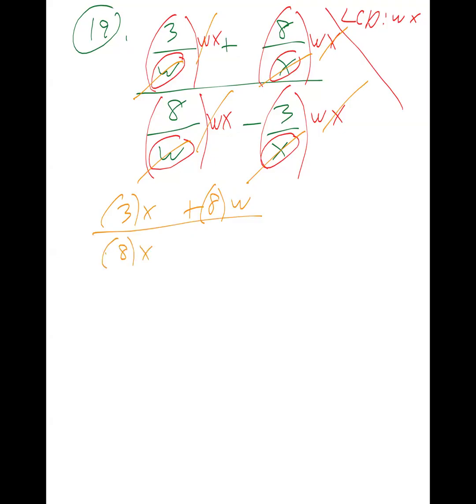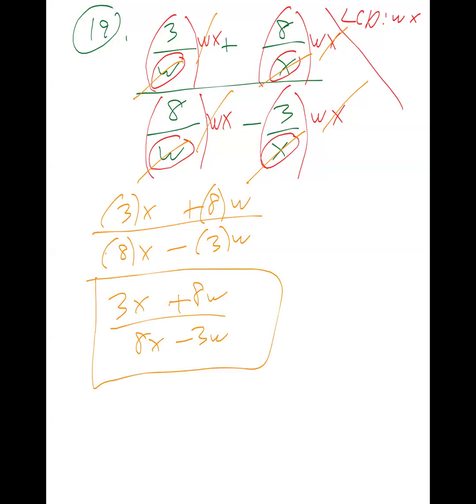8 times X minus 3 times W. There we go. So 3 times X plus 8 times W over 8 times X minus 3 times W. Now actually, let's multiply it. So 3x plus 8w over 8x minus 3w. Is there anything that can be factored out of either one of those? No, because 3 and 8 don't come out from each other, and also x and w don't have any squares on them, so we can't really factor anything out. So that's it.